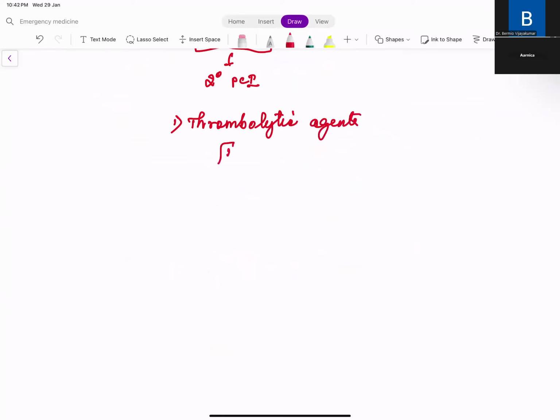So one is streptokinase. It is an older drug only, but still in many low resource settings, in government setups, streptokinase is still the lifesaver. In a private setup, it costs around just 2,000 to 4,000 rupees. So many patients who cannot afford high-end treatments still go for streptokinase. So just remember the dose.